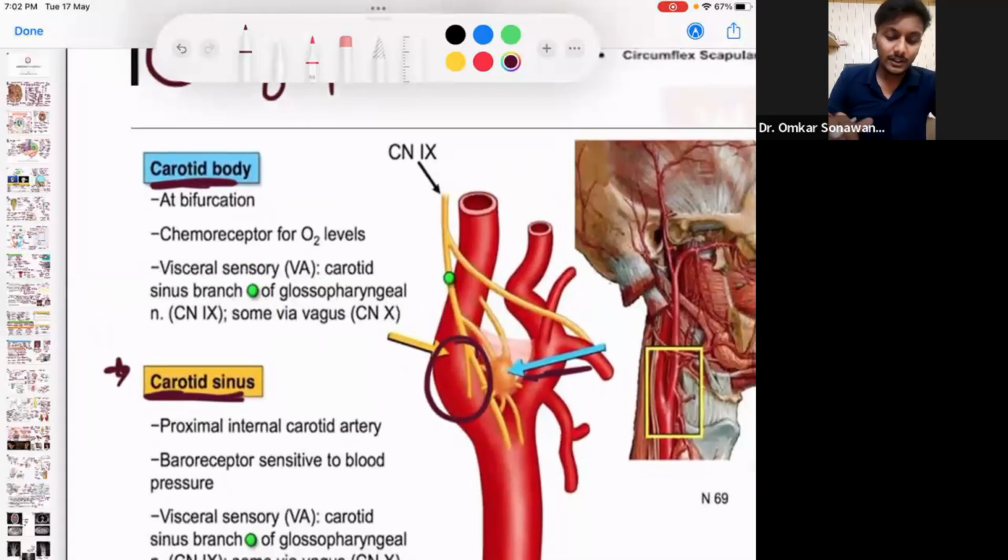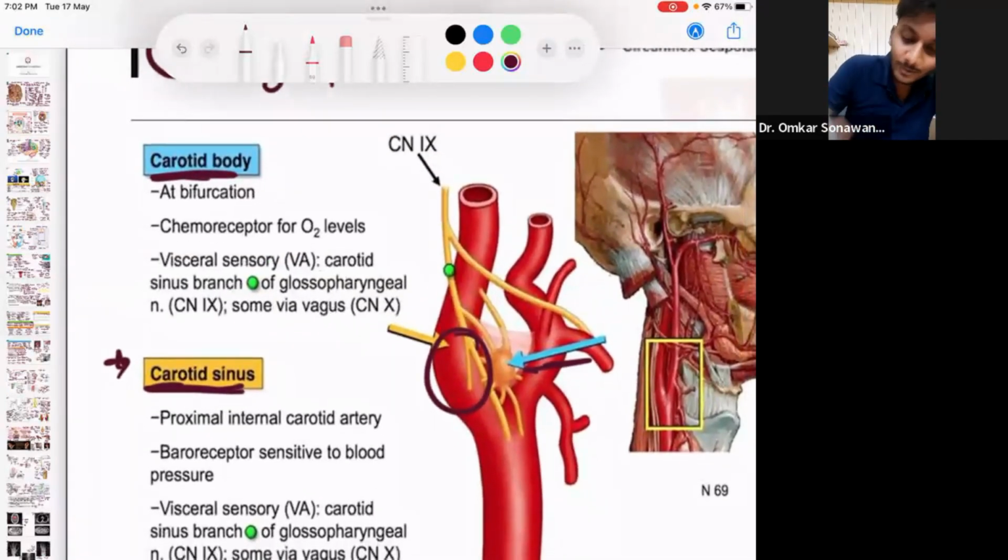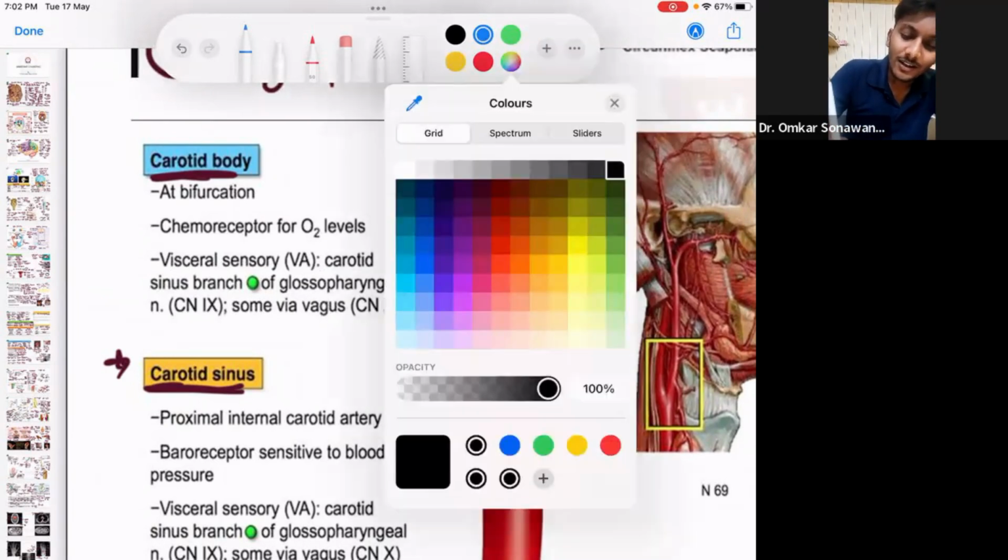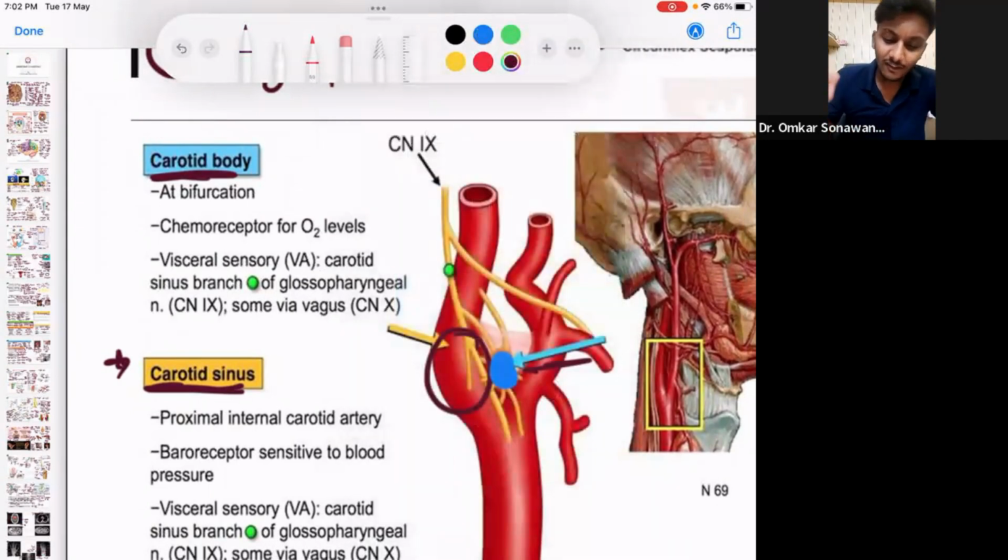अलग कलर तो यूज करते कम. ठीक है, अपन कलर मार्क कर देते उसको. ठीक है, we will do it blue. No issues with this. So the blue color structure is the carotid body, whereas the orange one is the carotid sinus.